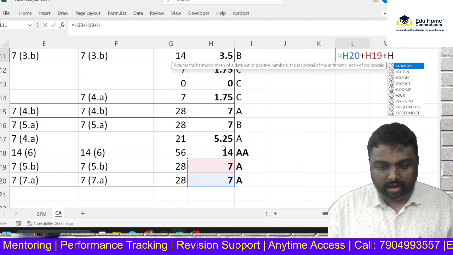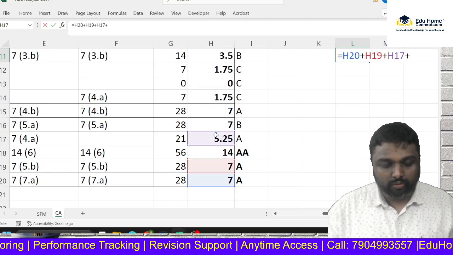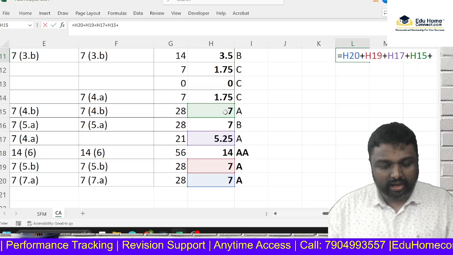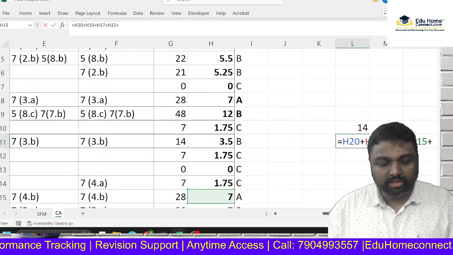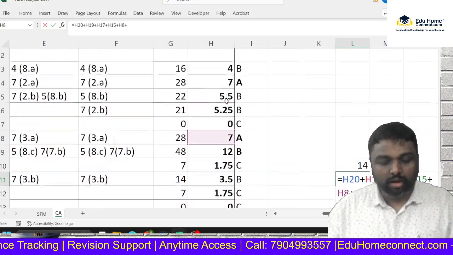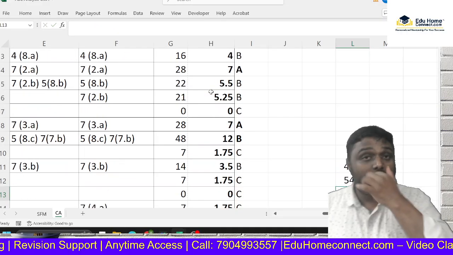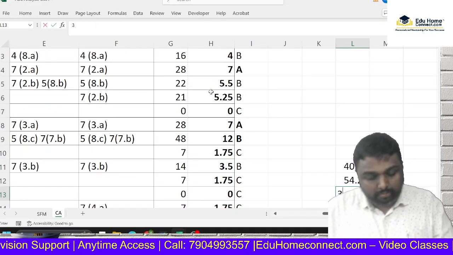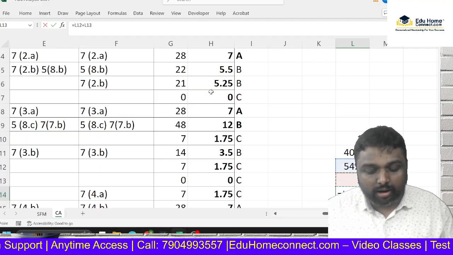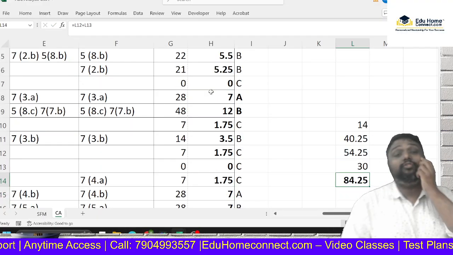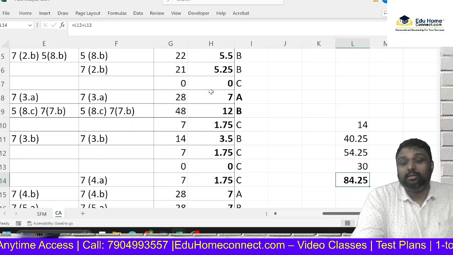Then 14 marks, already we have taken 5.25. Then we have 7 marks. I left that B part area. I'm just adding only the A part alone. See, my dear friends, this A part alone, you will get 54.25 plus 30. In the A part alone, you will get 84.25 in your exams.